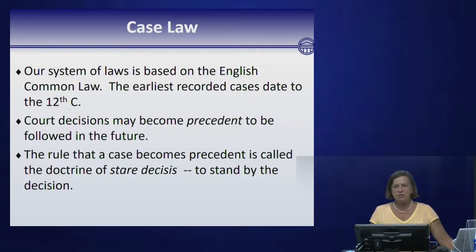All right, so another source of law is case law. Remember that our system of laws is based on the English common law. In fact, the legal system in all 50 states is based on the English common law with the exception of, you got it, Louisiana. And Louisiana's law is based on the Napoleonic Code or French civil law. Our earliest cases, as I said earlier, date back to the 12th century. And a court decision may become precedent to be followed in the future. The rule that a case becomes precedent is known as the doctrine of stare decisis, or to stand by the decision.